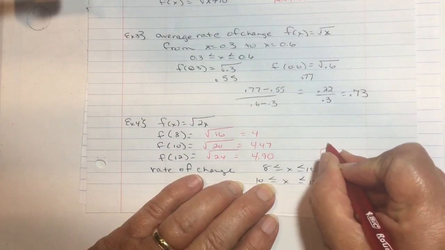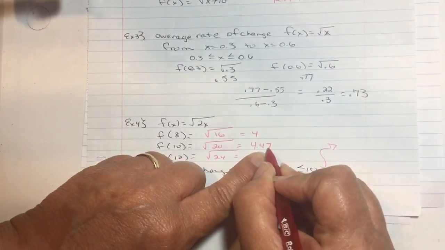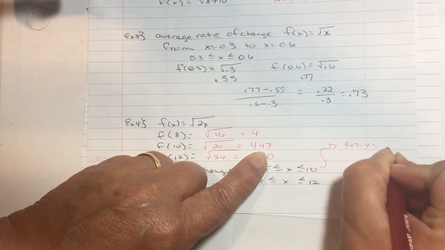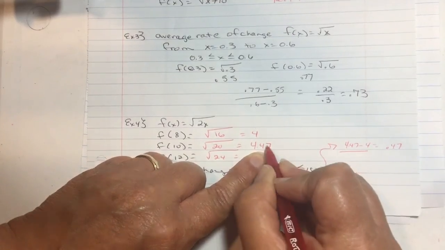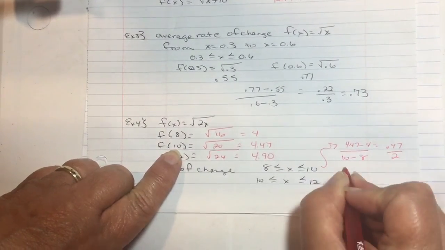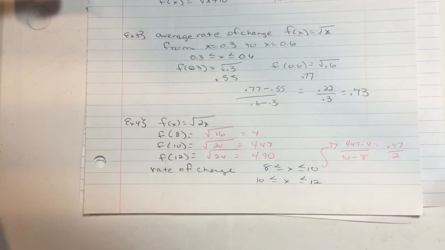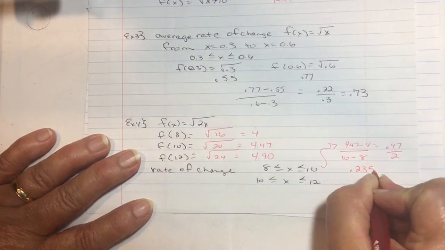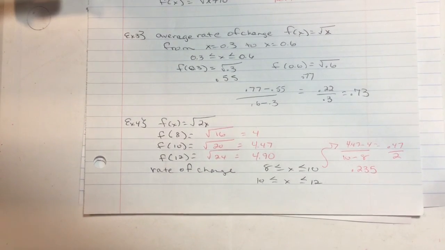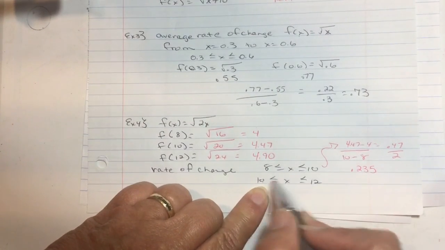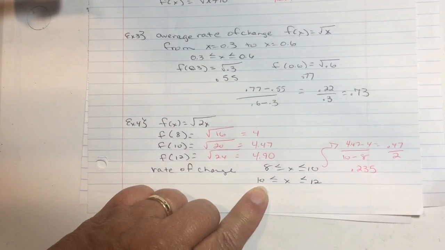Okay, so for the first interval, you're going to do 4.47 subtract 4, and it's 0.47, and that's for the 10 minus the 8. So this is going to give you a rate of change when you do the division of 0.235. All right. If you didn't understand that, now that you've seen that, maybe pause the video and figure out this one.